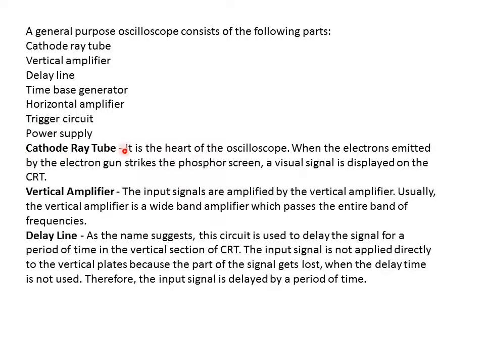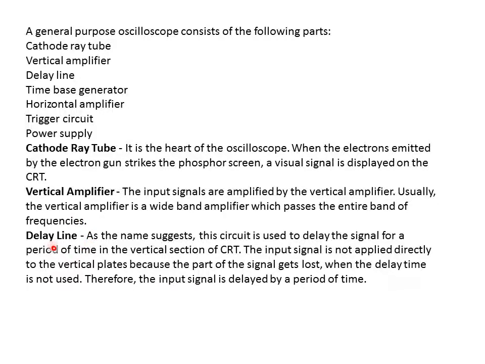First we will see the cathode ray tube. It is the heart of the oscilloscope. When the electrons emitted by the electron gun strike the phosphor screen, a signal is displayed on the CRT, as I already told in the CRT. Vertical amplifier. The input signals are amplified by the vertical amplifier. Usually, the vertical amplifier is a wideband amplifier which passes the entire band of frequencies. It can pass any range of frequencies.